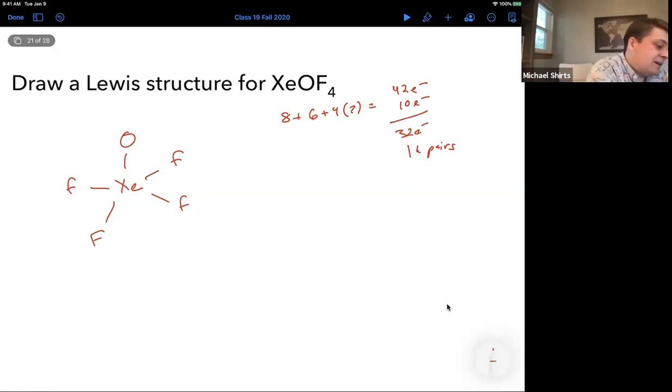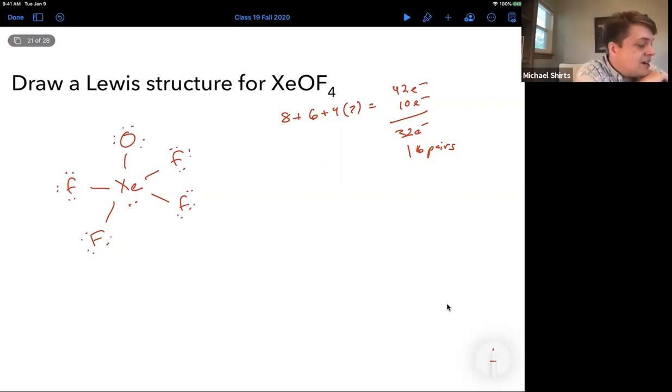So let's try placing pairs there. Let's fill the octet of fluorine and oxygen. So we filled all their octets, but we still have one set of lone pairs left over. Yeah, there's only one place to put them, on the xenon.